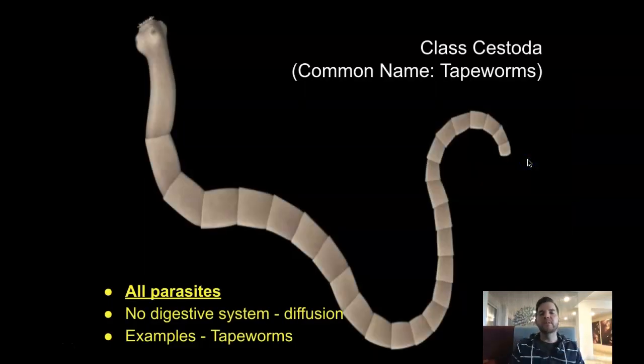Okay. The third and final class, these are the grossest ones. I'm sure you're like, the last one wasn't? No, sorry. This is class Cestoda. These are the tapeworms. All of them are parasitic, so every single tapeworm is going to be found inside of some sort of host. They do not have a digestive system.